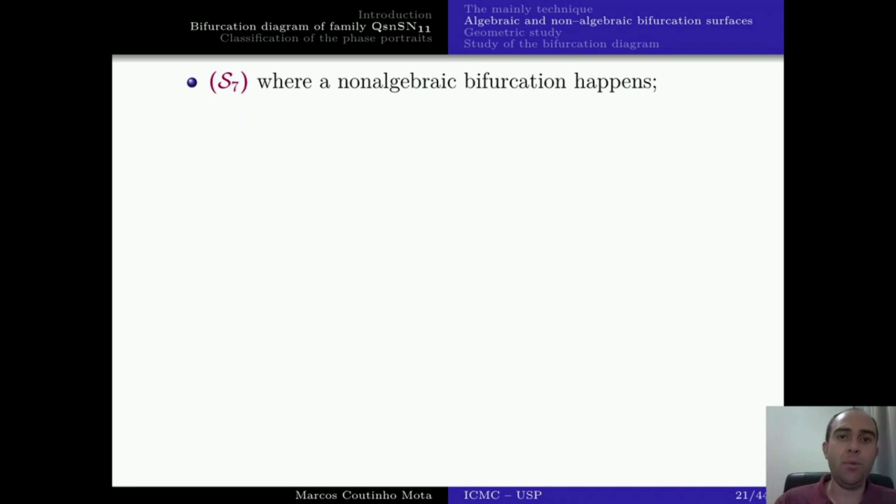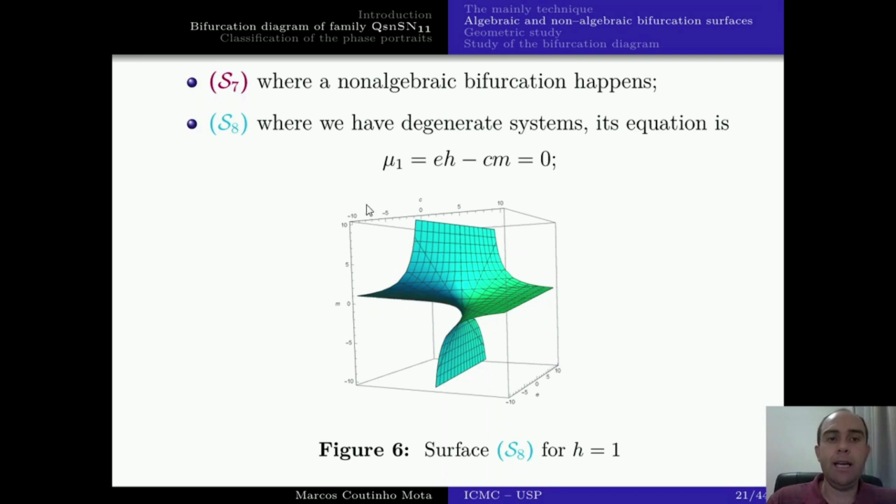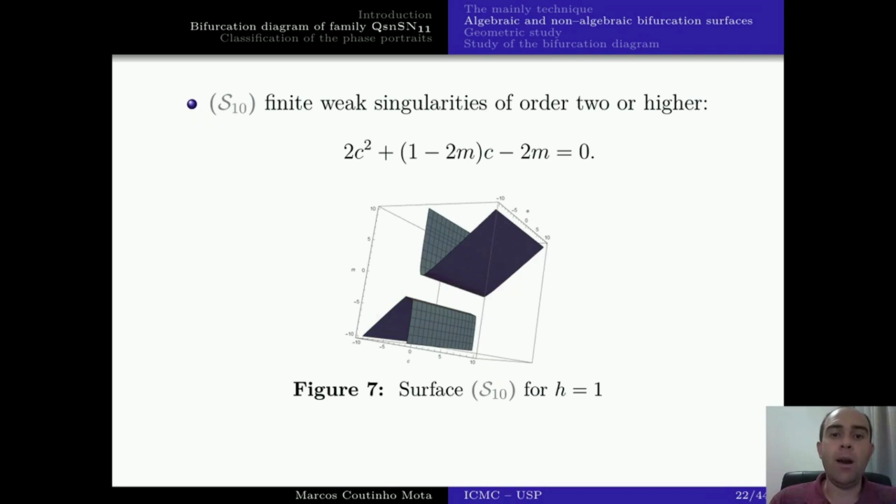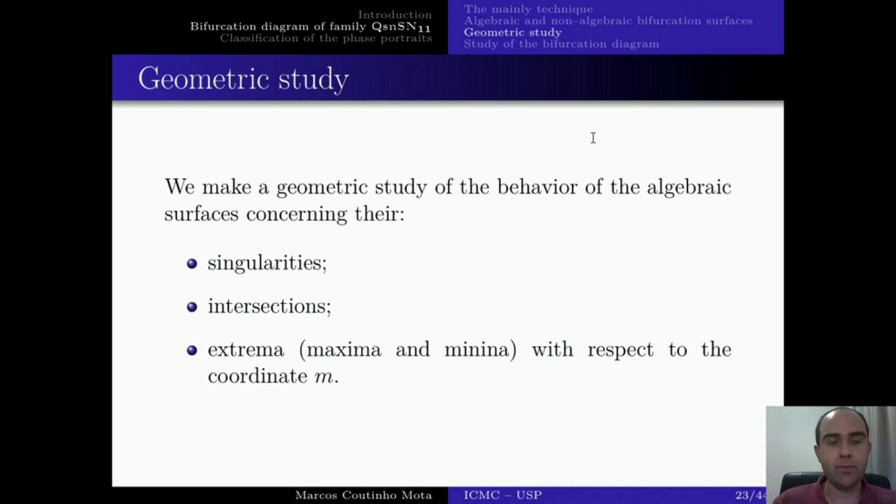S7. Here we put all the non-algebraic bifurcations that we detect in our bifurcation diagram by using numerical tools. Okay? In S8, light blue, here we consider all the degenerate systems that we obtain in our bifurcation diagram. By a degenerate system, I mean a system possessing a curve filled up with singularities. Okay? Along this surface here, one may find weak singularities of order 2 or higher.